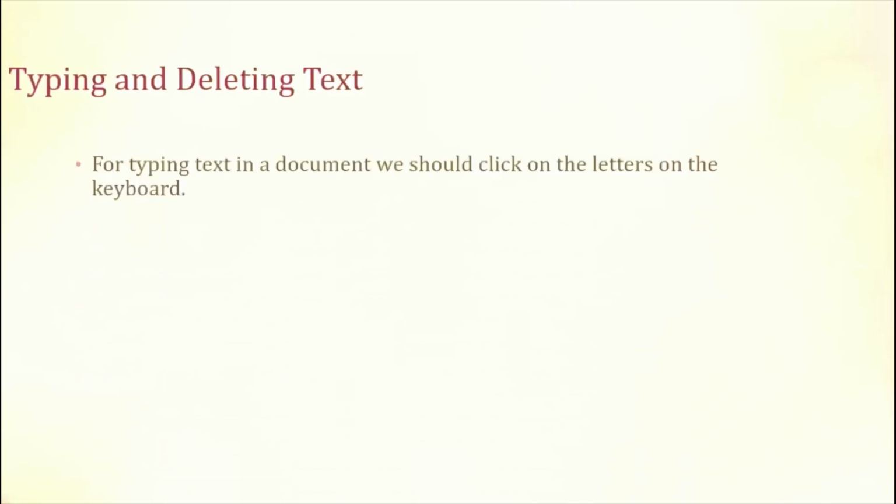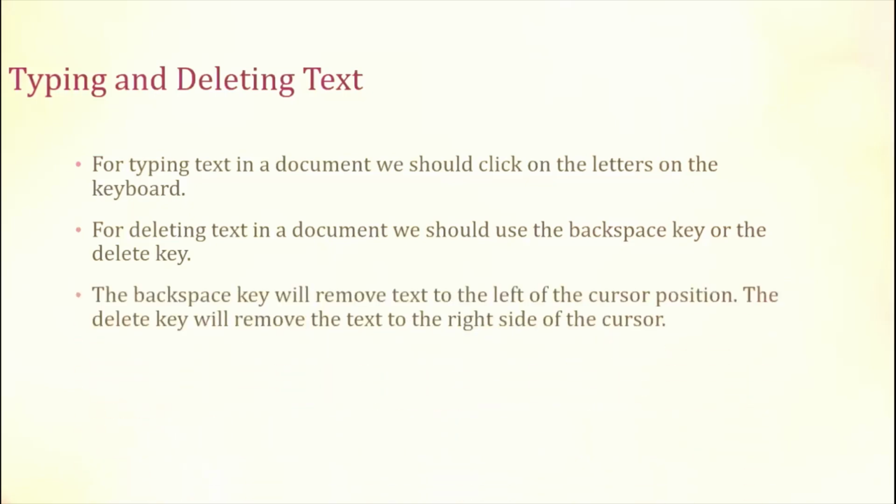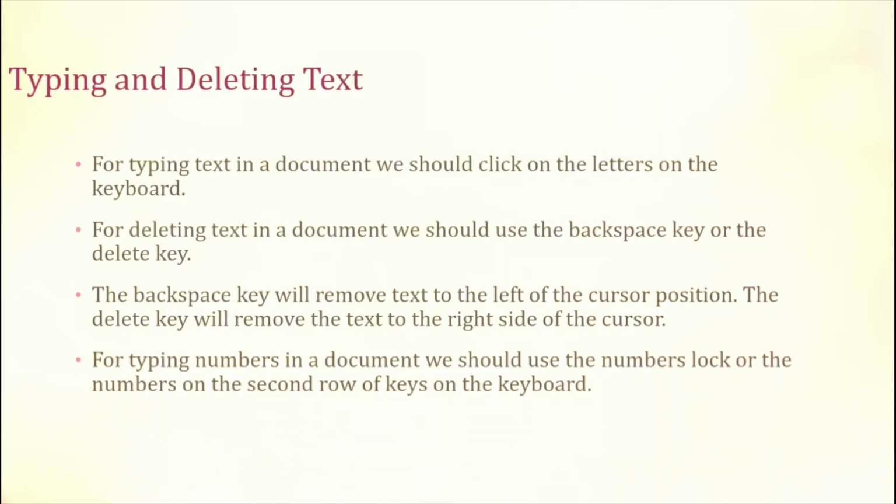Typing and deleting text. For typing text in a document, we should click on the letters on the keyboard. For deleting text in a document, we should use the backspace key or the delete key. The backspace key will remove text on the left of the cursor position. The delete key will remove the text to the right of the cursor position. For typing numbers in a document, we should use the number lock or the numbers on the second row of keys on the keyboard.